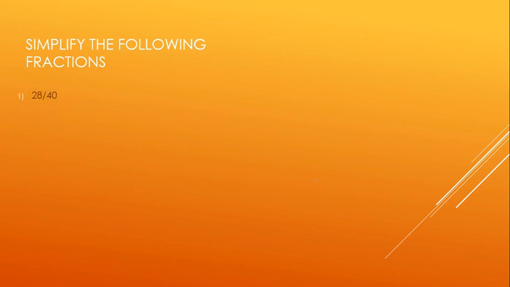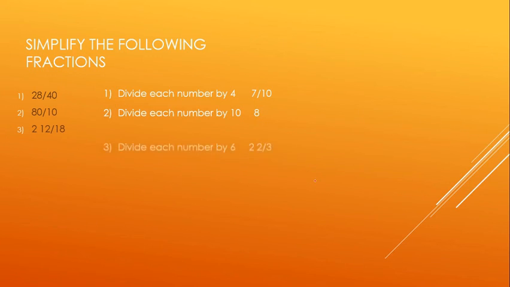We're going to simplify the following fractions. We have 28 over 40. We're going to divide each number by 4 for 7 over 10. What about 80 over 10? How would we do that? Or what would we get? Divide each number by 10 and we would get 8. How about 2 and 12 over 18? Divide each number by 6 and you would get 2 2/3.